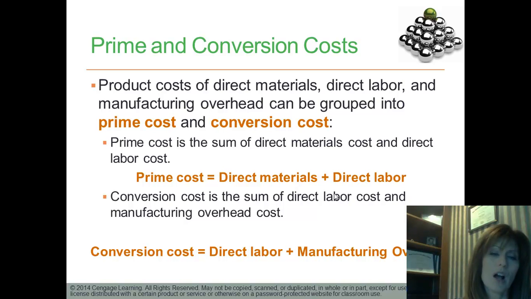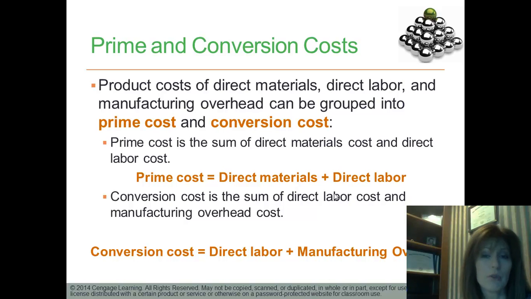All right, another way we can split up our costs is by classifying them as prime versus conversion. Prime costs, think about the word prime, it kind of means the main thing. That's your direct material and direct labor. So prime costs are direct materials plus direct labor. Conversion costs are what it takes to take our raw materials and convert them to the final product. So conversion is direct labor plus manufacturing overhead. You notice we just leave out direct materials there. The key thing to remember, we can never add prime plus conversion because we'd be double counting direct labor.